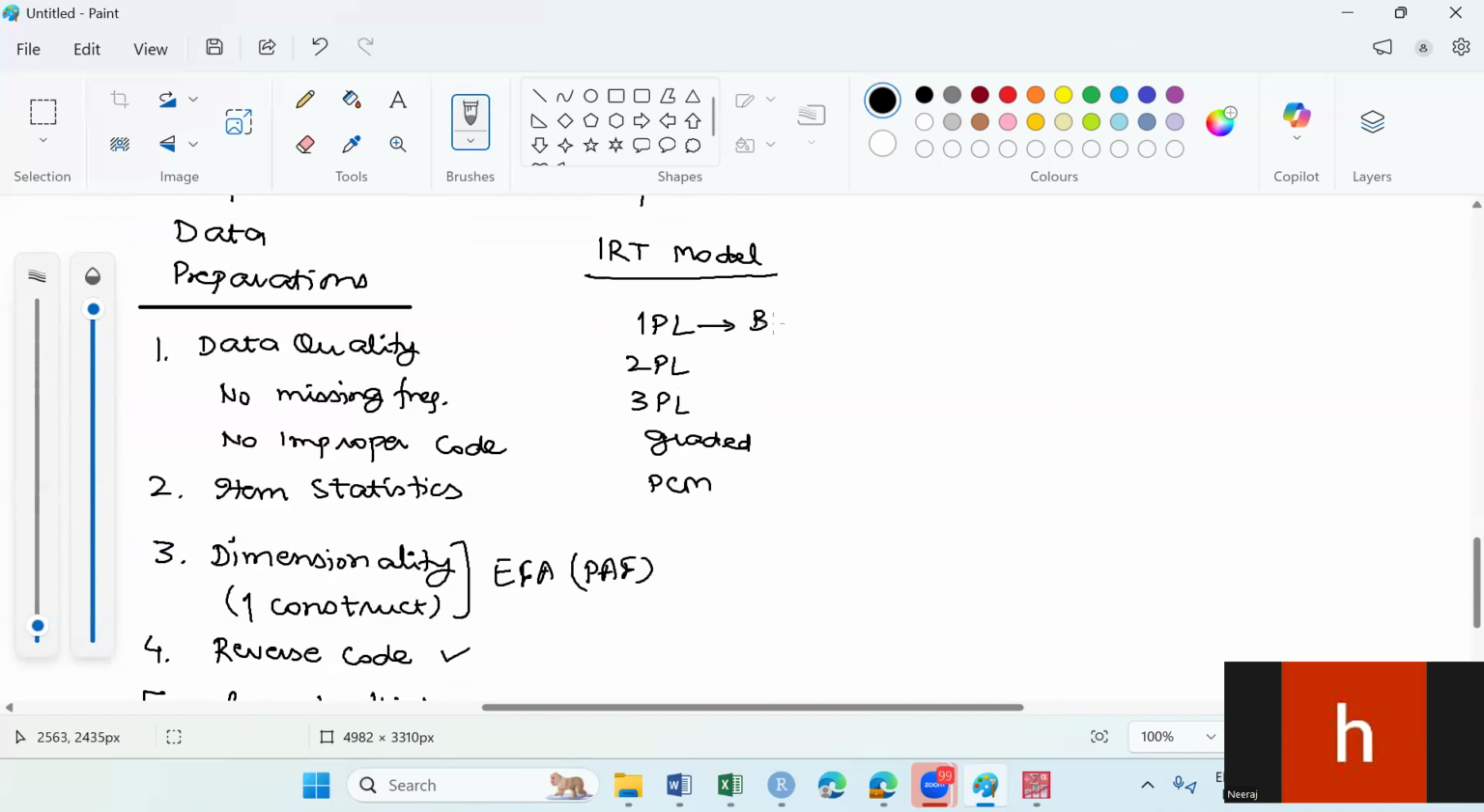1PL is used when your data is binary. When the data is binary, only two sets of questions are there, we can work on the IRT. Then what sort of IRT will be used for skill development? Absolutely not. It is used in the entrance exam.